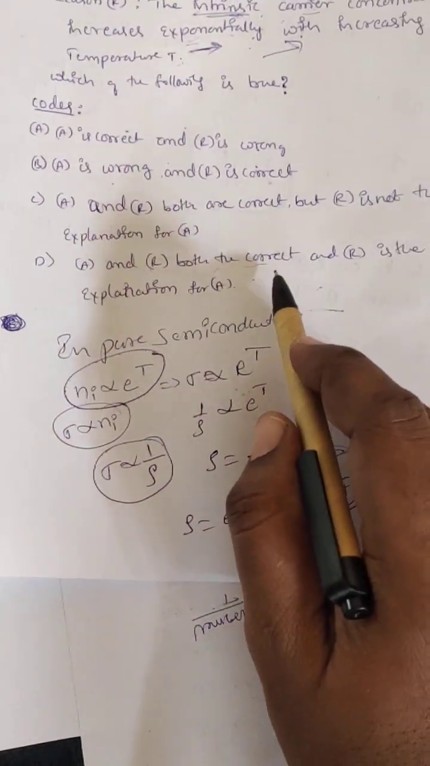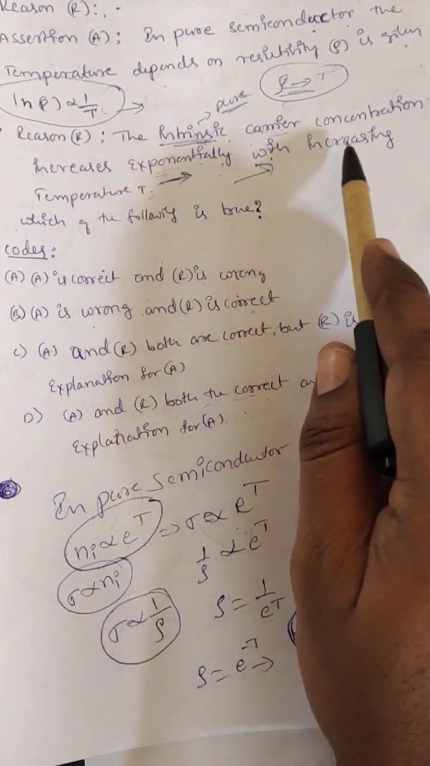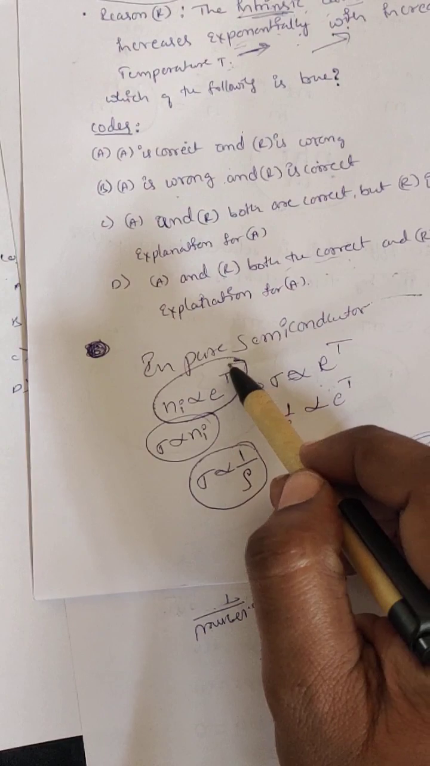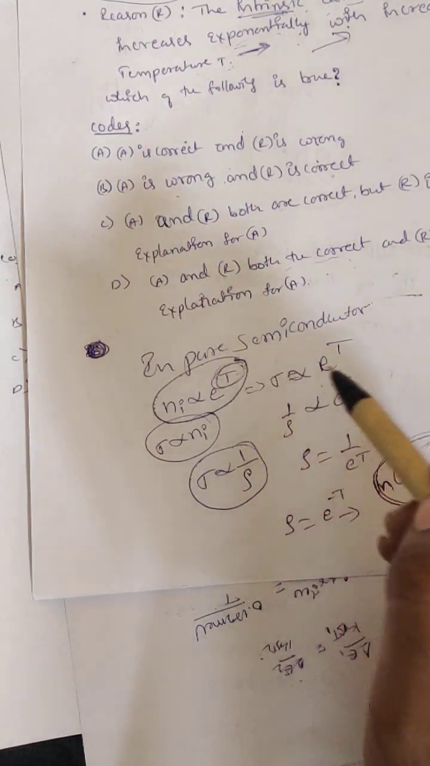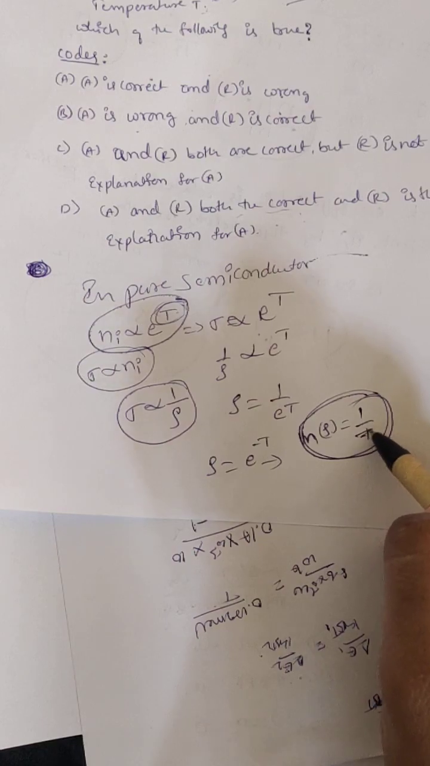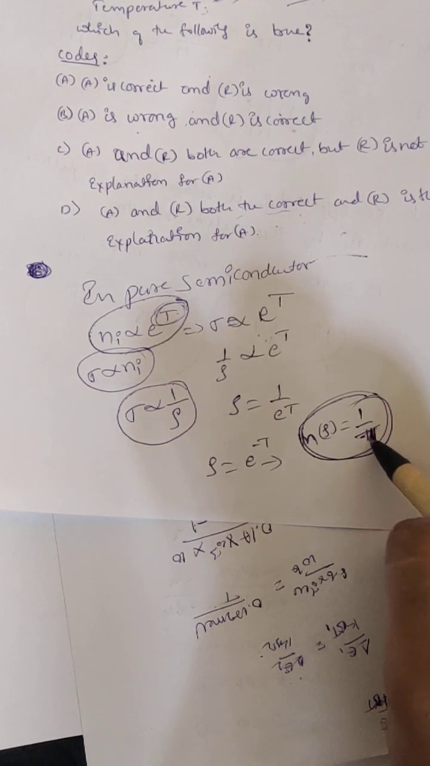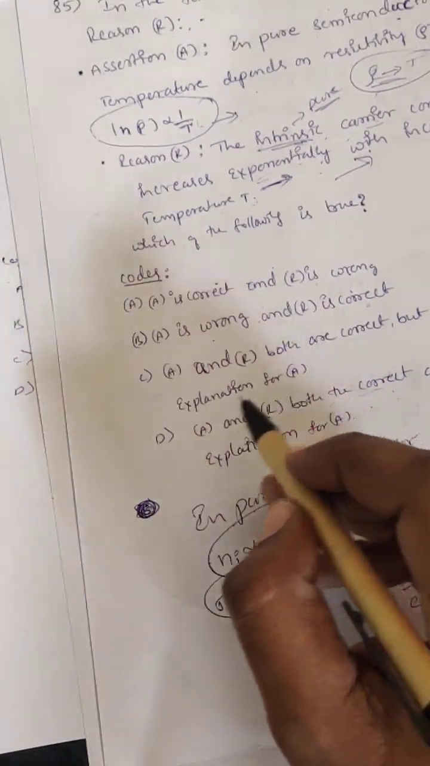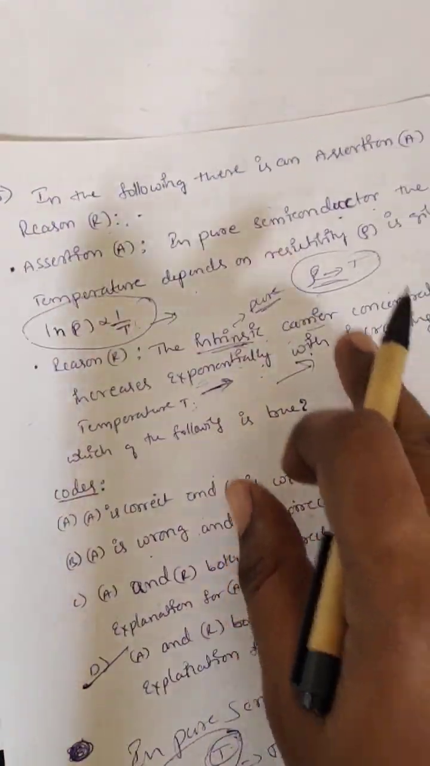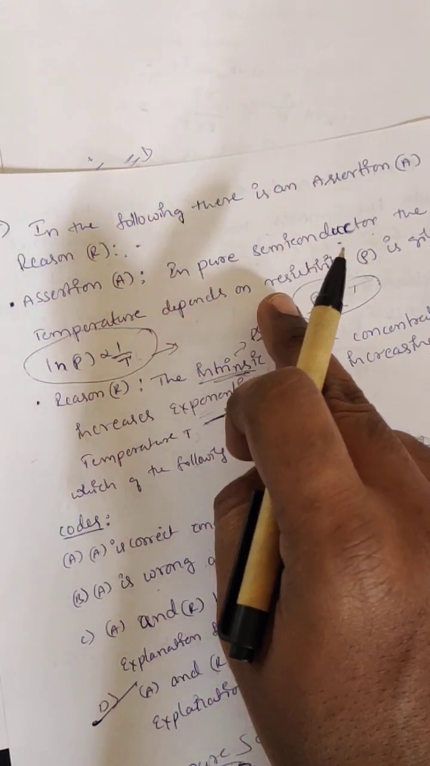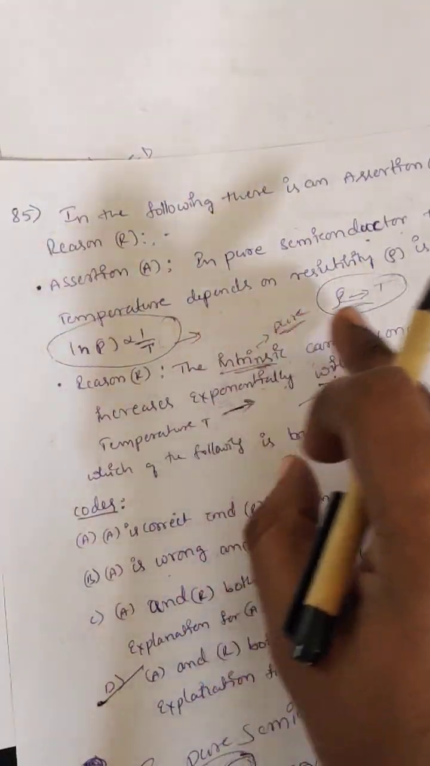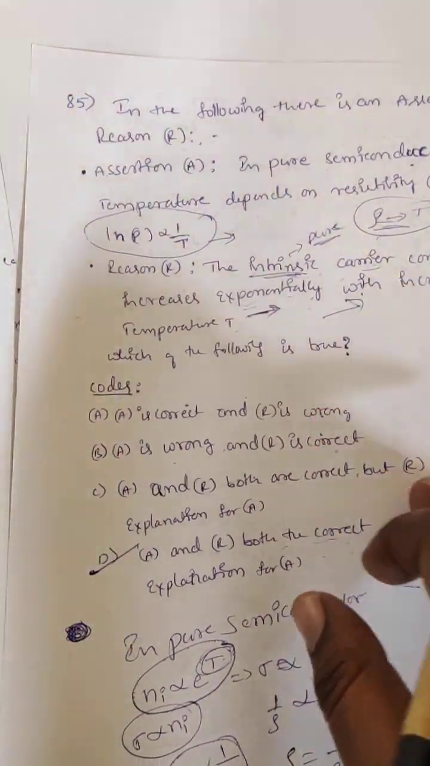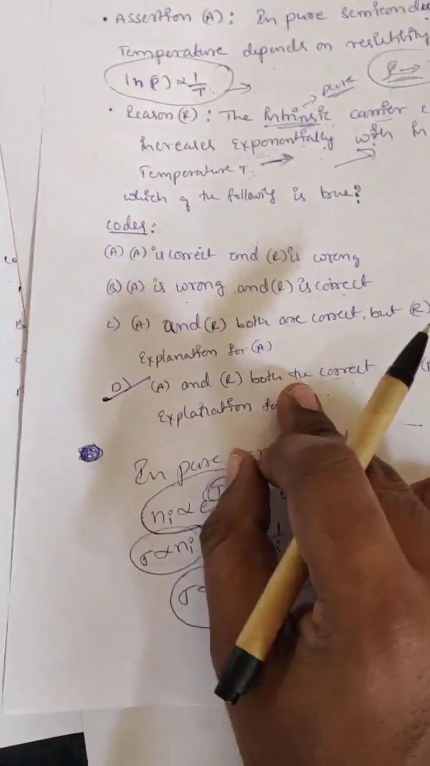The reason says the intrinsic carrier concentration increases exponentially with increasing temperature, and we can see here that it increases exponentially, and therefore resistivity is inversely related to T, which we can also prove. So A and R both are correct. In a pure semiconductor the temperature dependence of resistivity is given by this, and the intrinsic carrier concentration increases exponentially with temperature. Both are correct, so option D is correct.